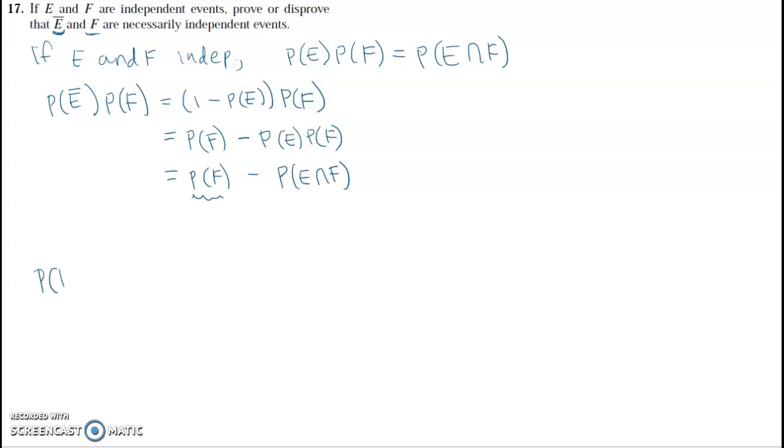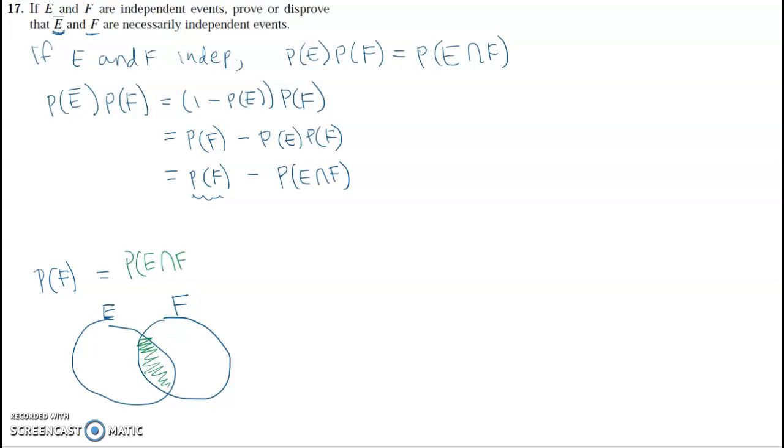Okay, so P of F, let's see if we can write this differently. I'm going to draw a quick Venn diagram. This is E and this is F. In this case, F consists of this part, which is the probability of E and F. It also consists of the remaining part, this one, and that could be written as probability of not E and F.